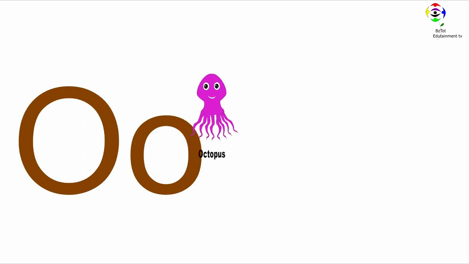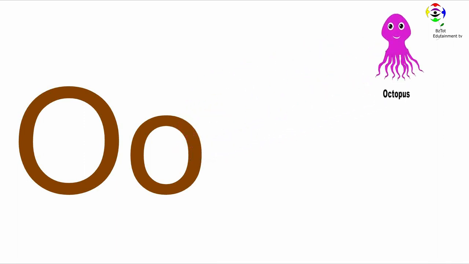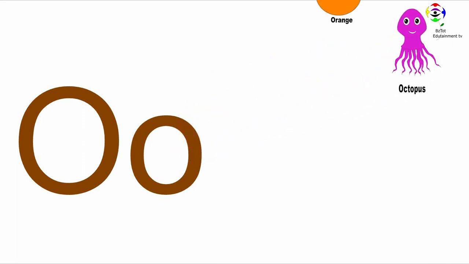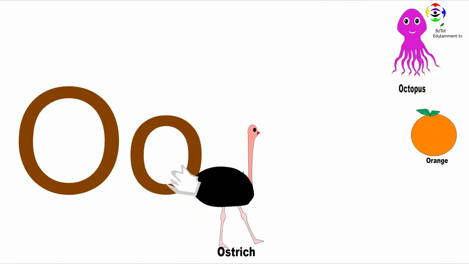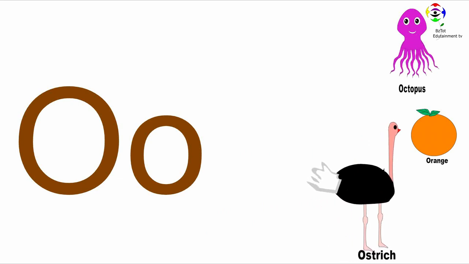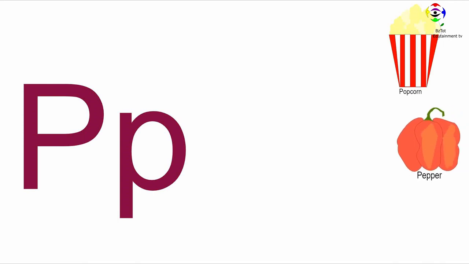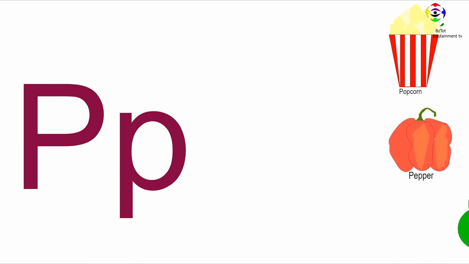O. O is for octopus. O is for orange. O is for ostrich. P. P is for popcorn. P is for pepper. P is for pear.